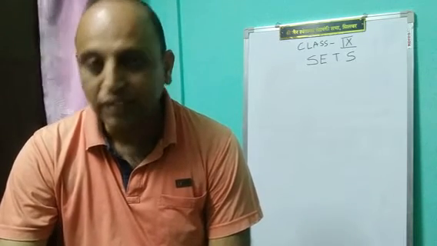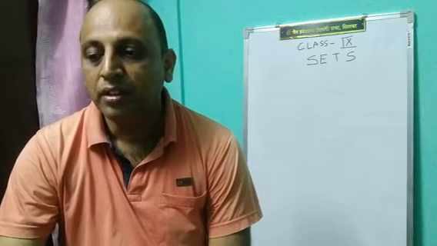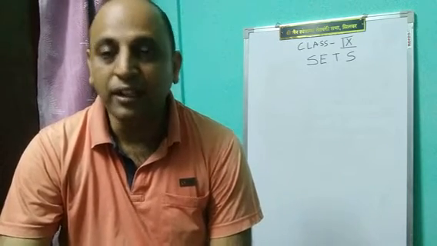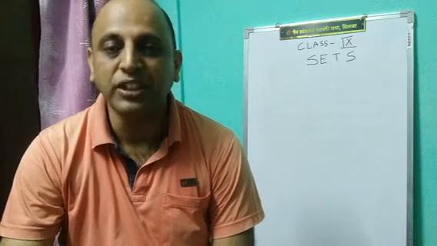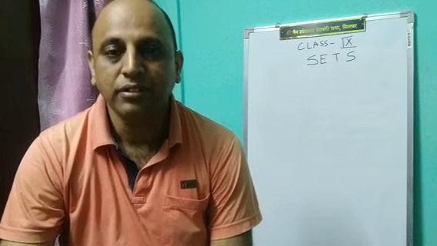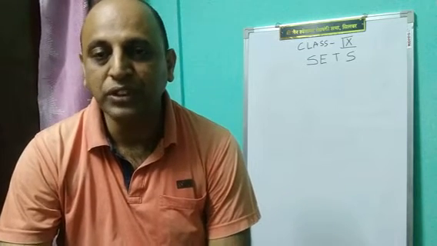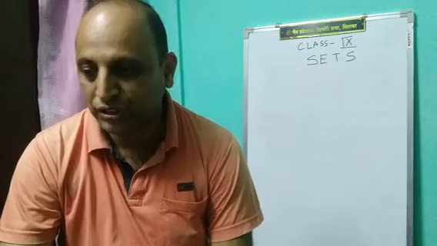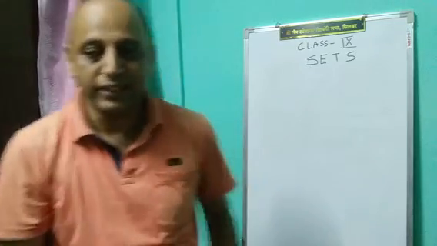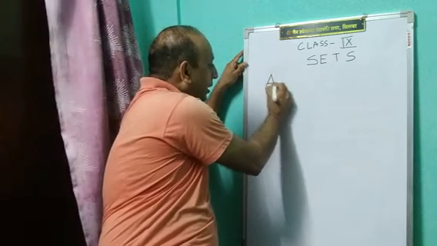So the definition of set: if you can definitely and clearly decide the object of a given collection, then that collection is called a set. Generally, the name of the set is given using capital letters. The members are denoted by small letters. Let's try for an example. Set is denoted by capital letter.